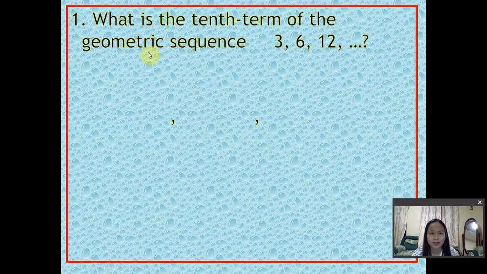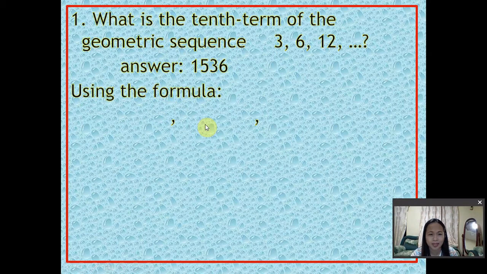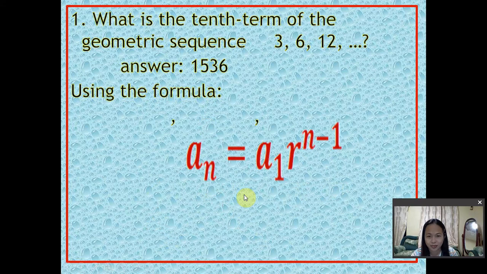What is the 10th term of the geometric sequence 3, 6, 12? This is actually the previous problem I just presented. If you still remember the 10th term of this particular sequence, what was that? That was 1536. And we got 1536 by simply multiplying each term by 2 up to the 10th term. So we have 1536. Now, what if we apply the formula, the nth term of a geometric sequence?